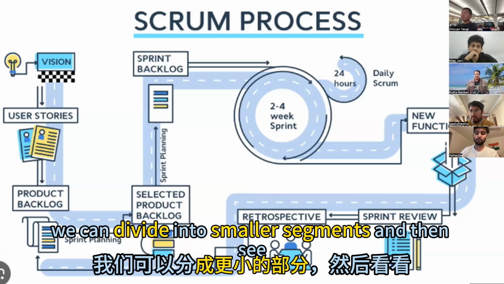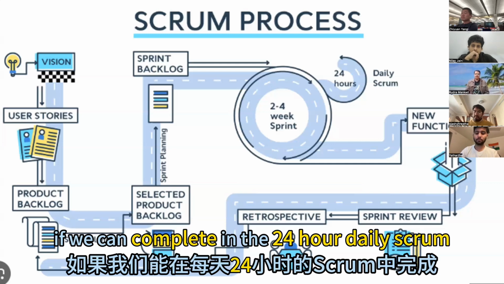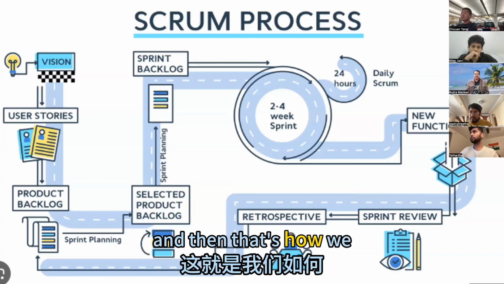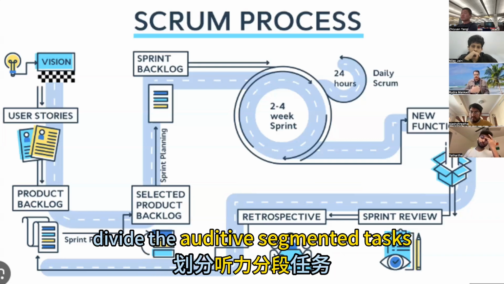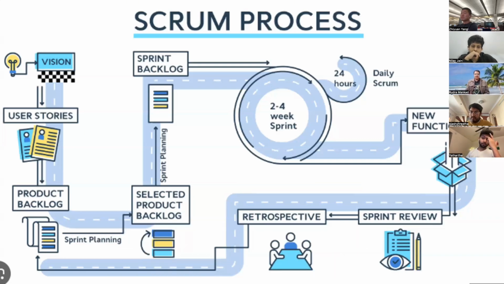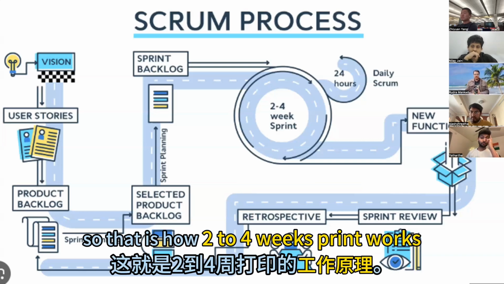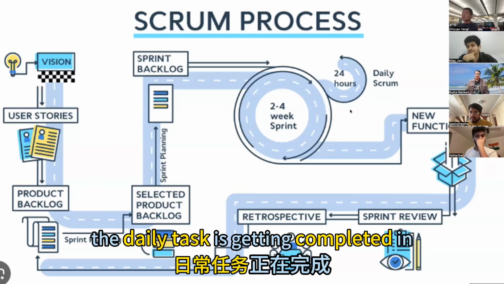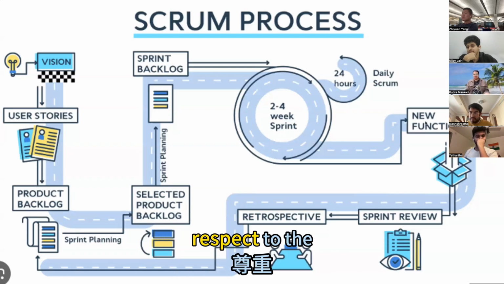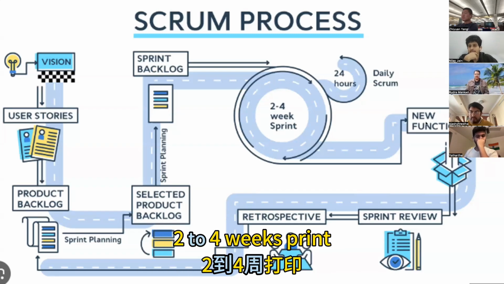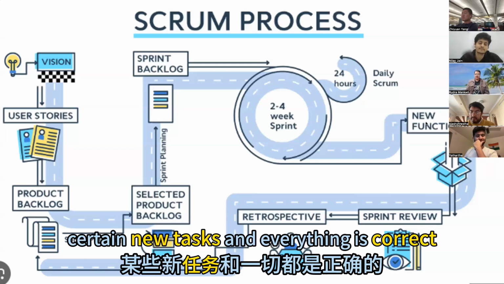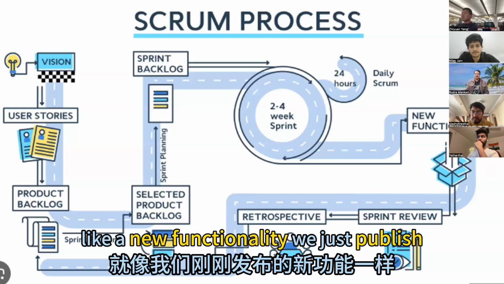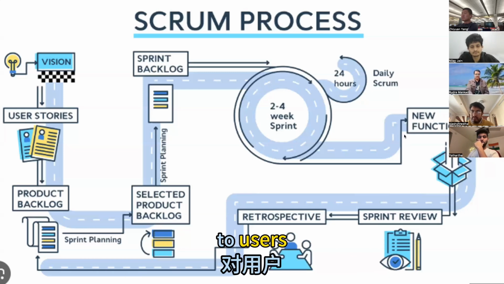We can divide it into smaller segments and then see if we can complete them in the 24-hour daily scrum, and see whether we have completed the part or not. That's how we divide the already segmented tasks given in the sprint backlog. So that is how the 2 to 4 week sprint works with the daily scrum. We have to see whether the daily task is getting completed with respect to the sprint, and if everything is correct and we have a new functionality, we just publish it to the users.